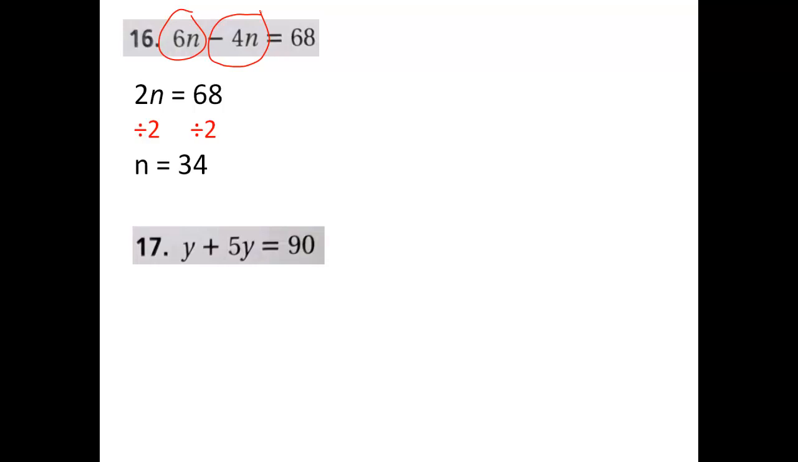Question 17. y plus 5y equals 90. We will take the like terms. Here y and 5y are like terms. The coefficient of the first y is 1. 1 plus 5 is 6. 6y equals 90. Now, what is the relation between 6 and y? It's multiplication. So we will divide by 6 on both sides. 6 divided by 6 is 1, so y equals 90 divided by 6, which is 15.